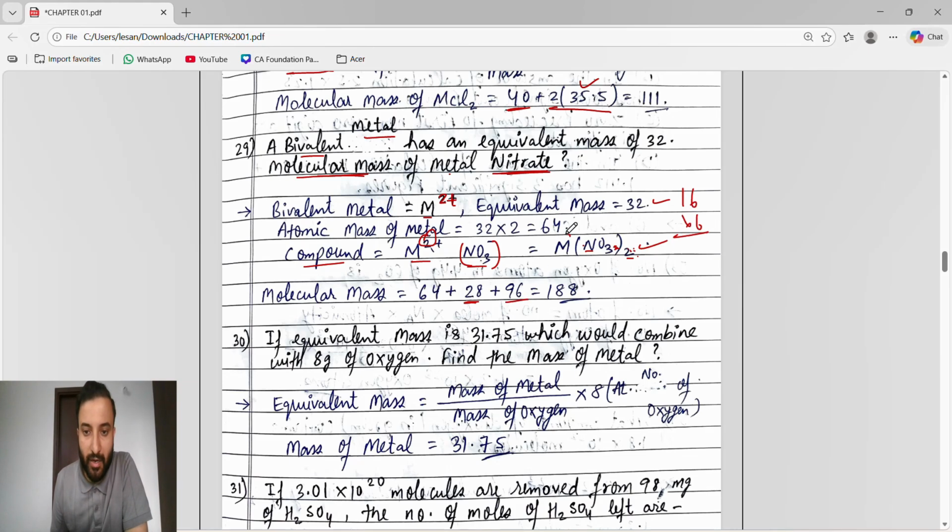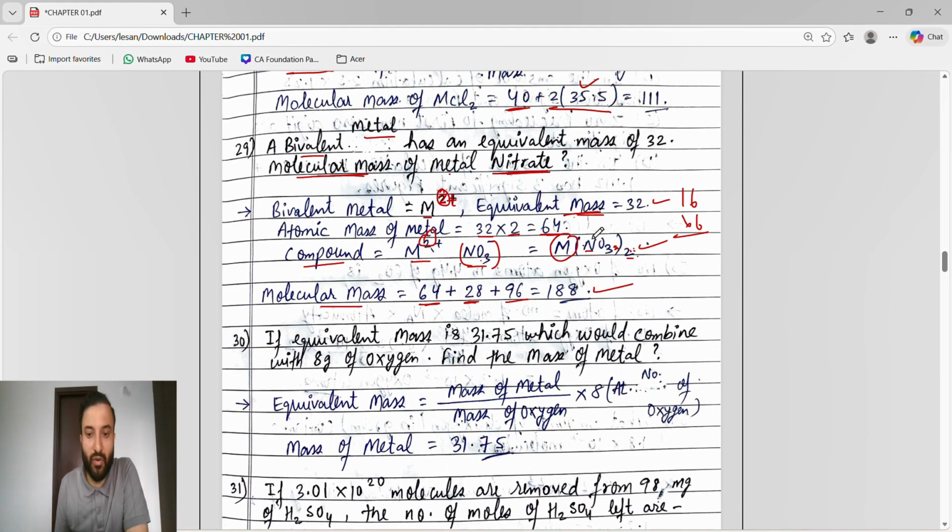Now we have to find the atomic mass of metal. Yes, we know how to find it. We have a formula: equivalent mass into valency. Equivalent mass is 32, valency is 2, so we will get the atomic mass of metal 64. We will use this, then we will add, and we will get the molecular mass of the compound.